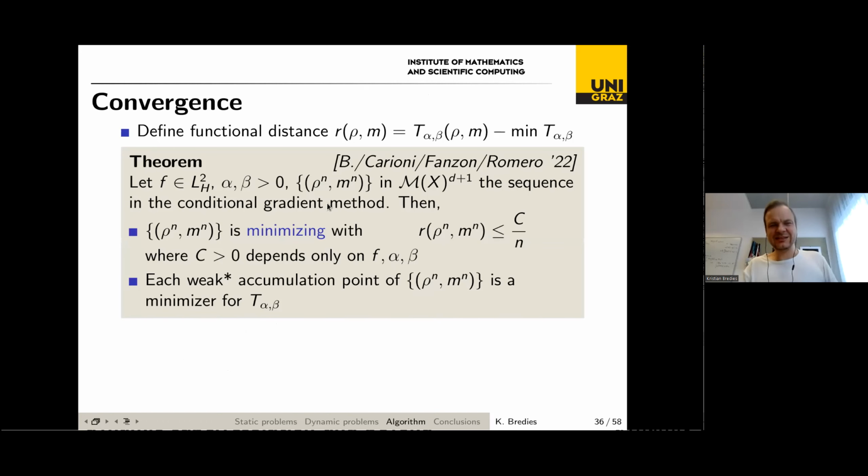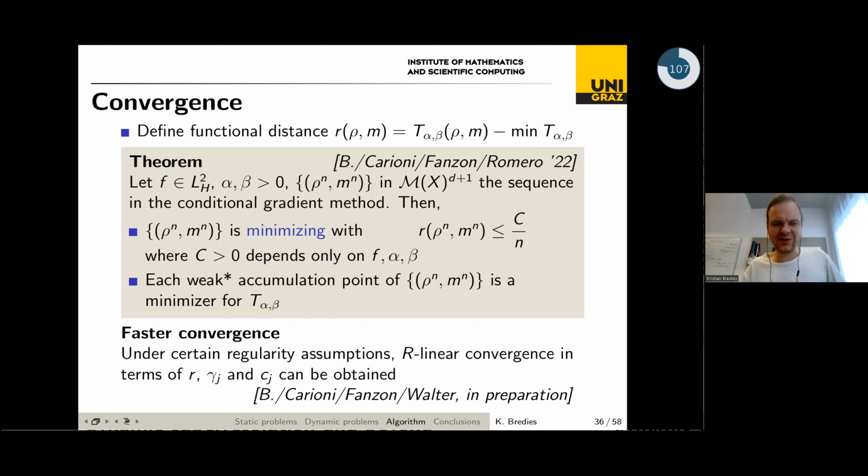And it's a conditional gradient method, so we also have the same kind of convergence. The sequence is minimizing, you have the 1/n rate, and of course weak star accumulation points are minimizers. So the same thing as before, but also, because we now do the quadratic programming step for the coefficients, we have in some cases faster convergence. This is related to the accelerated variants of the conditional gradient Frank-Wolfe method, where you can also show this for delta peak solutions and Radon norm regularization, and it extends here. However, one needs really strong regularity assumptions on the dual variable, but then you have this R-linear convergence also in terms of the function distance, the curves and also the coefficients. So we have a proof for that.